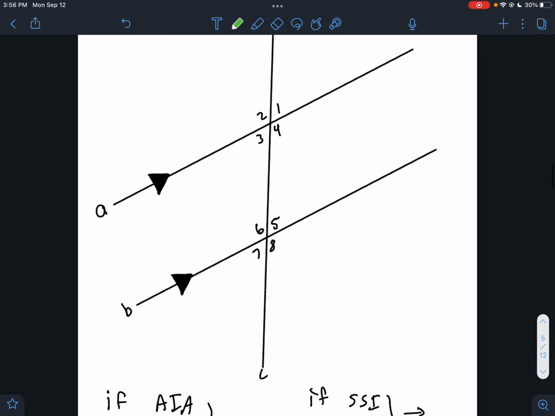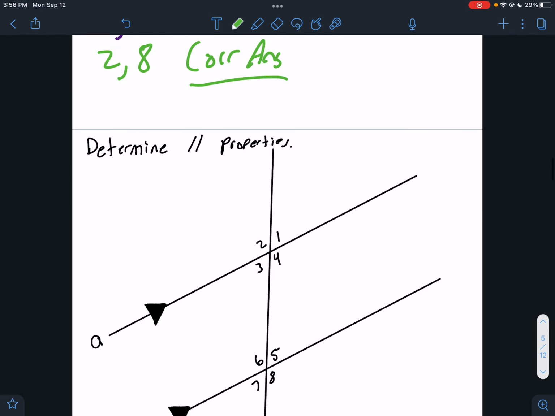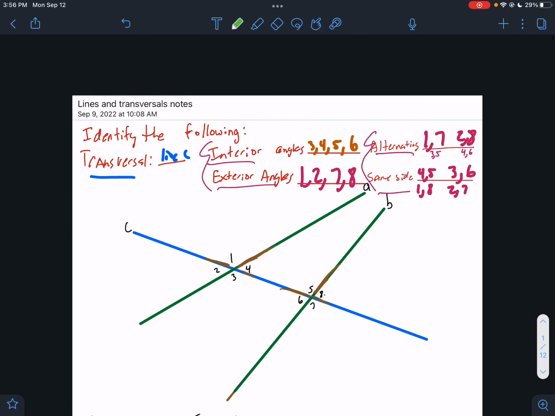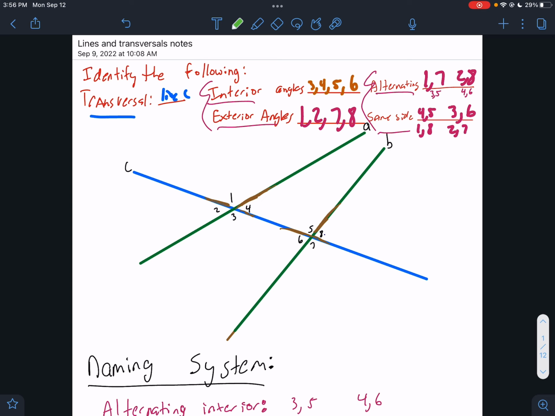All right. So I'm going to stop this video here. That's just the naming scheme. The next video is going to talk about parallel lines and their properties.